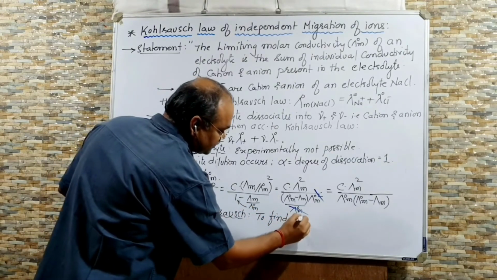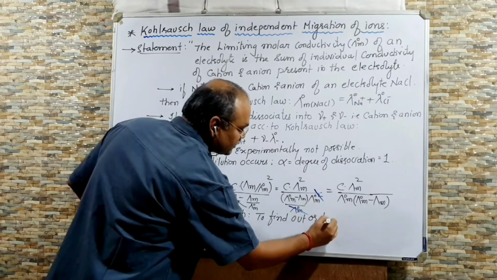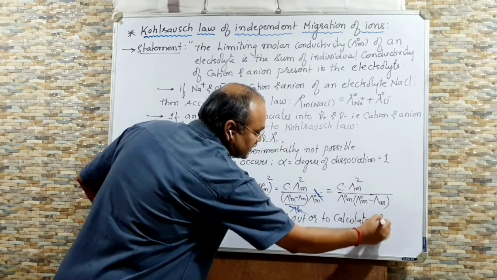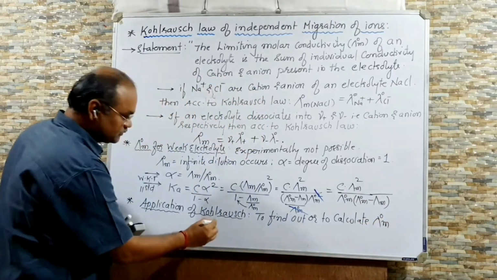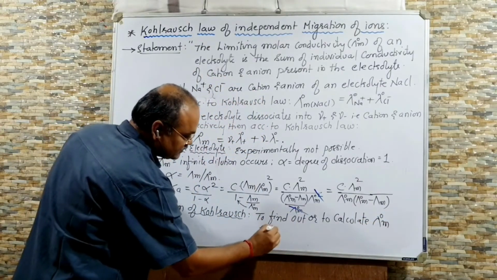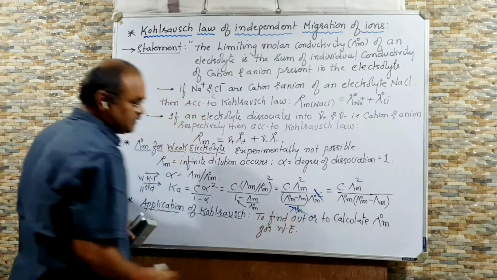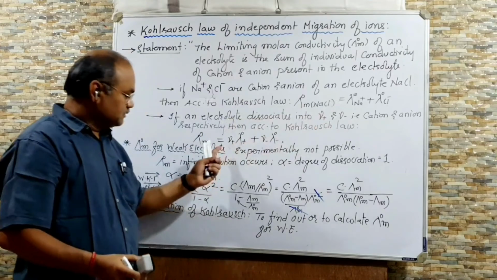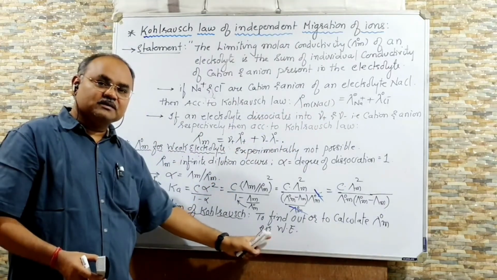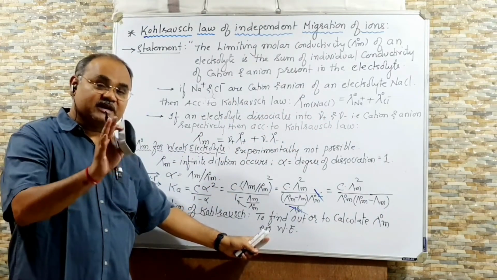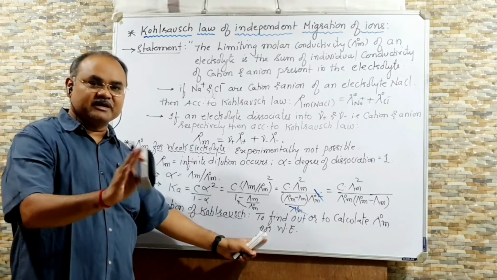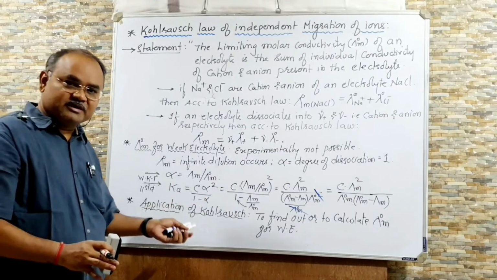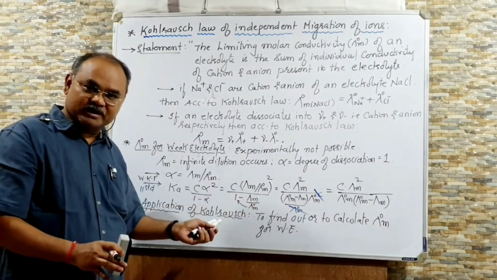To find out or to calculate lambda 0 m for weak electrolyte, using Kohlrausch's law, this concept, we will find out lambda 0 m for weak electrolyte. Experimentally it is not possible, but you can do the calculation using Kohlrausch's law, and that has been asked so many times in the board examination.